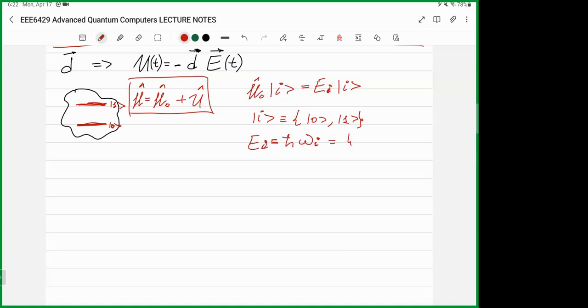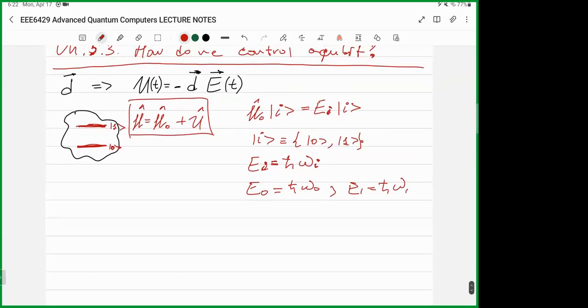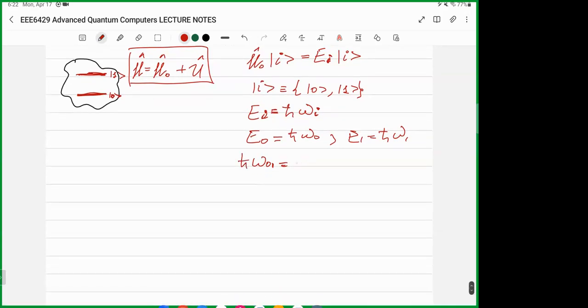Right, so for example, the energy of the 0 state is h bar omega 0, and of state 1 it is h bar omega 1. We also denote this transition energy, or transition frequency, as omega 0,1. In terms of energy, it is h bar omega 1 minus h bar omega 0. So basically this energy is omega 0,1.